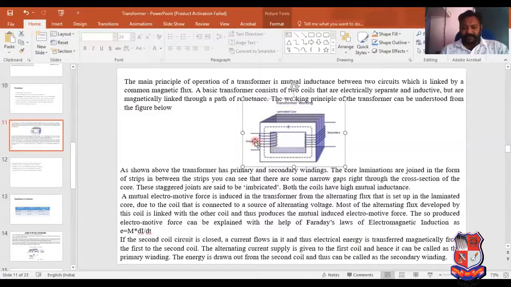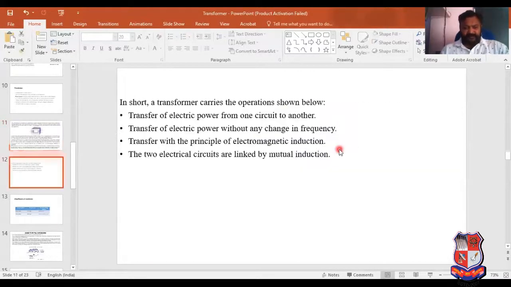But when you give supply to any one winding, suppose you give supply to the primary winding, what happens? EMF will be generated in the secondary winding by means of mutual induction. So the basic transformer works on the mutual induction principle. In short, transformer carries out the operations shown below: transfer of electrical power from one circuit to another, transfer of electrical power without any change in frequency, transfer with the principle of electromagnetic induction, and two electrical circuits linked by mutual induction. Those two coils were linked by mutual induction. They were not electrically connected.